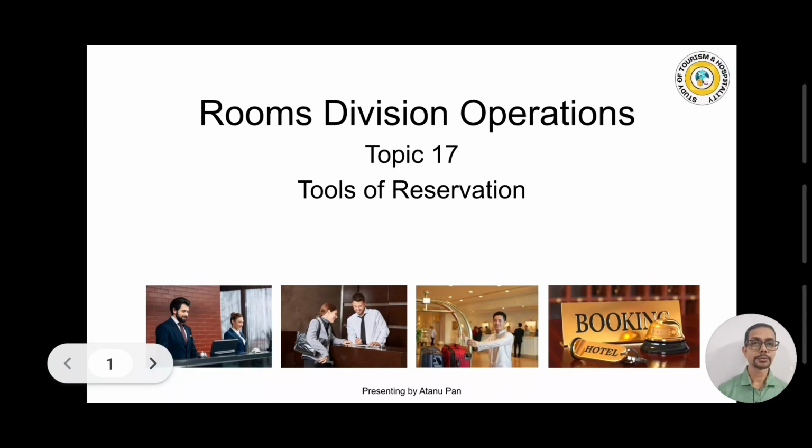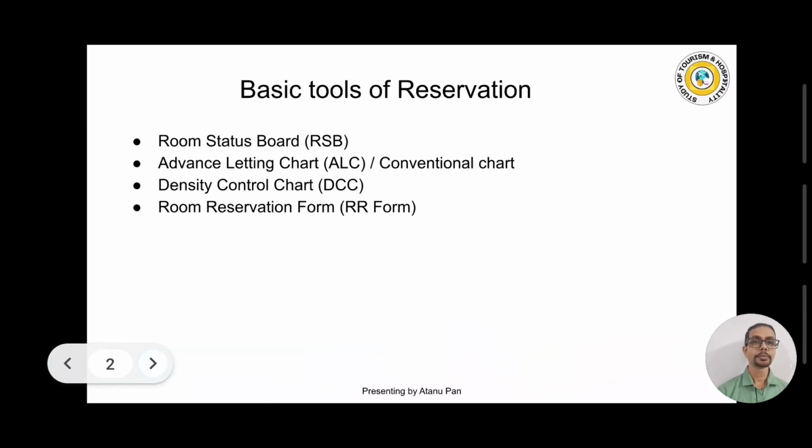Alright, so let's start with today's topic, that is the tools of reservation. Now, what do you mean by tools of reservation? The tools of reservation means the equipment or those things which are required for the reservation process. The basic tools of reservation are basically four.